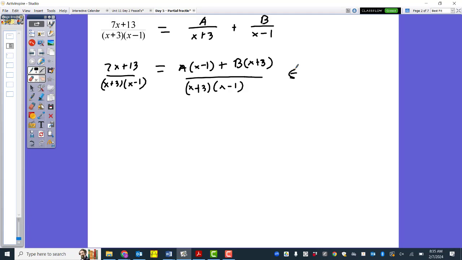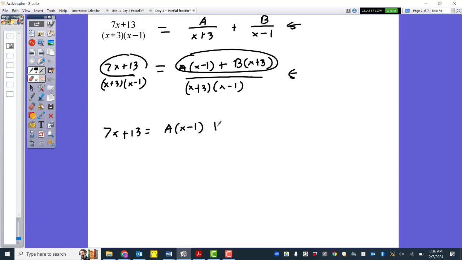Now, we don't really care about the denominator. We know they're common. We care more about the numerators here. We want to find out what a and b are so we can have it as these separate fractions. To find out what a and b are, we're going to just take the numerators and set them equal. Because if we did our common denominator correctly, this numerator must equal 7x plus 13.